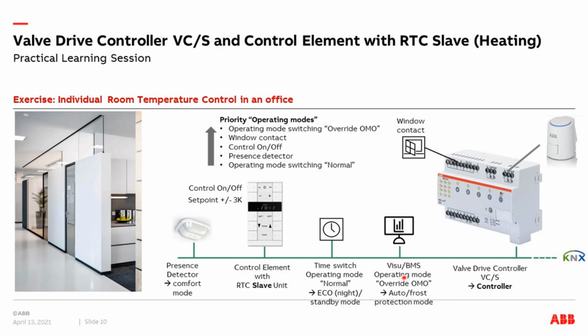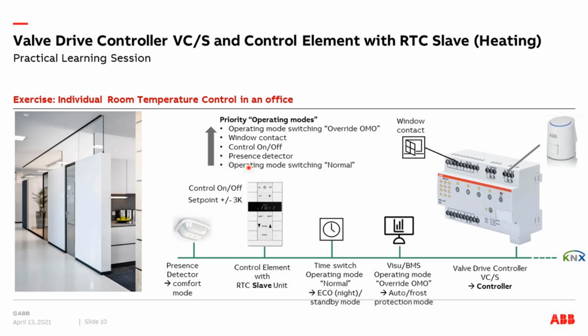A higher priority has the so-called operating mode override, OMO, group object. With this object, which is used, for example, by a visualization or BMS system, we switch with the highest priority between the auto mode, which means the next lower priority is now valid, or we go to the frost protection mode. So here you can see the different priorities of the elements.